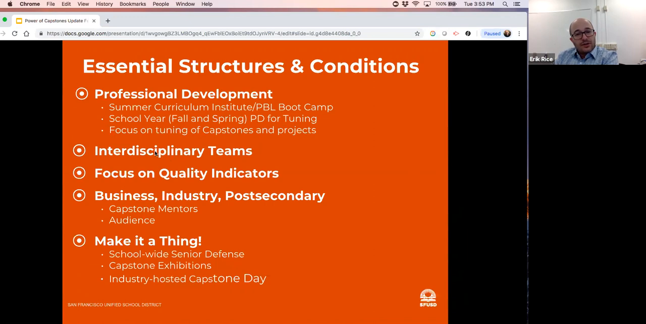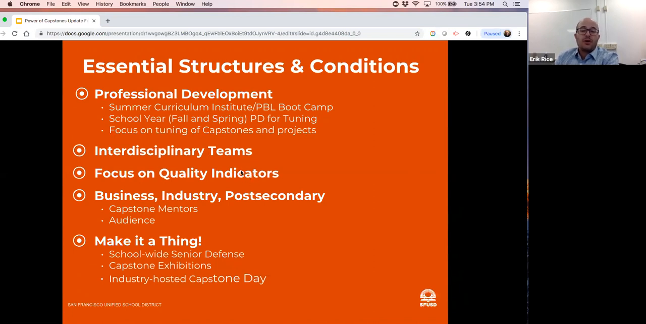And then another essential structure condition that we've begun to push on more is the idea of interdisciplinary teams, that the capstone is not simply owned by one teacher. It should be, by definition, an interdisciplinary task. So our English teachers, who have it within their curriculum to be teaching research in the second semester, it's a really great crossover for an English teacher and a CTE teacher to be combining forces on a capstone. Ideally, more teachers are involved, but that's an easy interdisciplinary start.